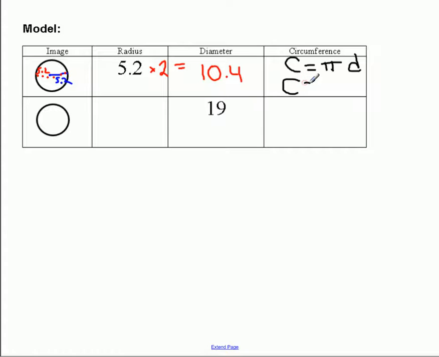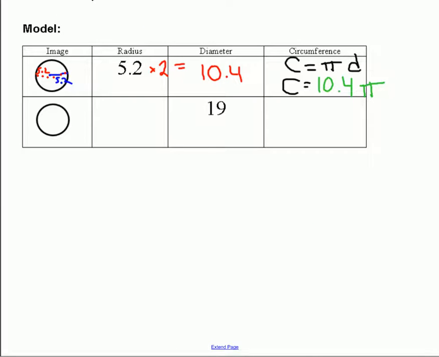So according to this formula, I just have to take the diameter, which I have right here, 10.4, and times it by pi. Now you know, just like x, we usually like to put the coefficient in front and the x last. So that's how I'm going to write it this time. So I'm going to write 10.4 in the front, and I'm going to put the pi at the end. And I'm going to leave my answer like that, in terms of pi.